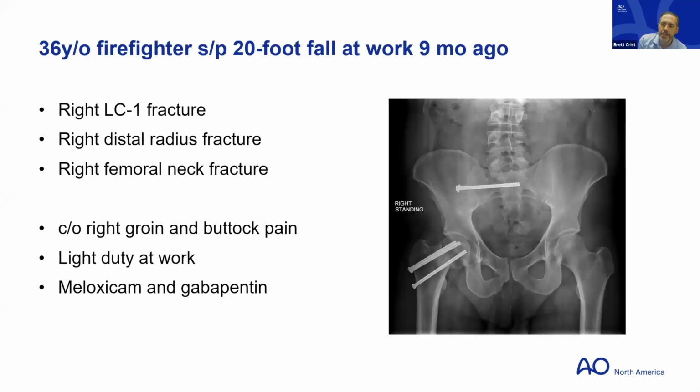So this is the case for later. I want you to think about this while the webinar is going on. This is a 36-year-old firefighter who fell 20 feet while at work 9 months ago. He had his lateral compression type 1 injury fixed with an iliosacral screw. He had a right distal radius fracture that was fixed and a right femoral neck fracture. He then got referred to me because he continued to have groin and buttock pain and was noted to have this femoral neck nonunion. And it did change position as time went on. It was not reduced in that position. He was currently on light duty at work and was using meloxicam and gabapentin.